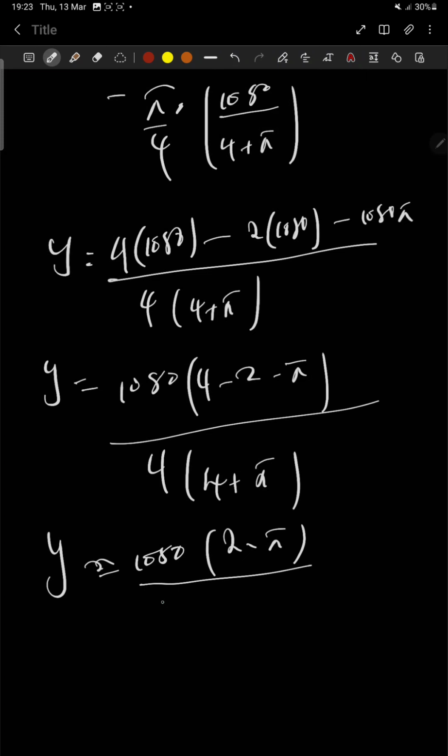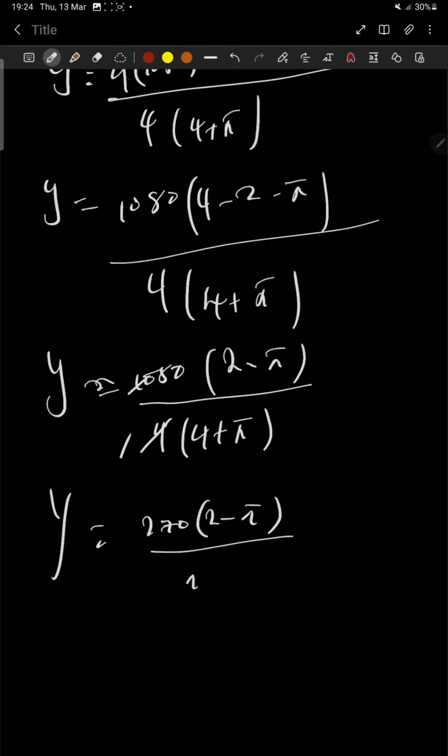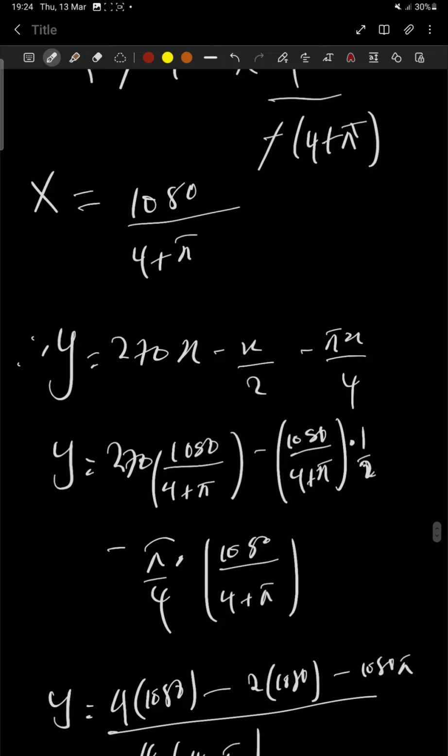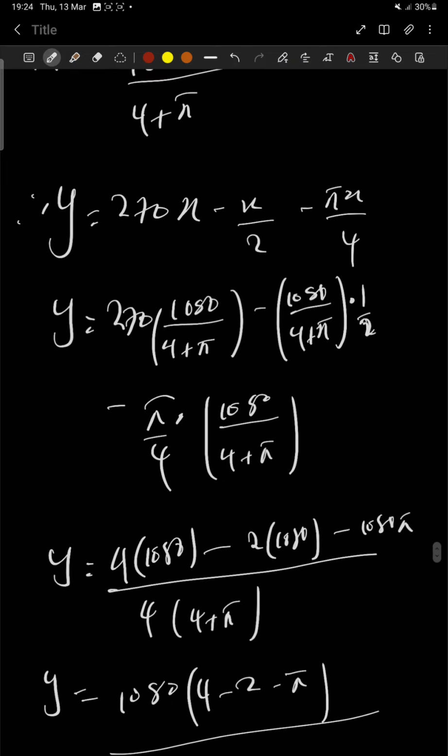over 4 plus pi. So here I can have 4 in here is that, 4 in here is 5, is 270, right? 2 minus pi over 4 plus pi. I can leave it in this form. It's very hard to answer this without using a calculator, so I'm just trying my level best. Let me check. Oh, there is 270 here.